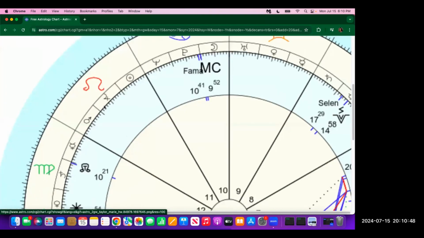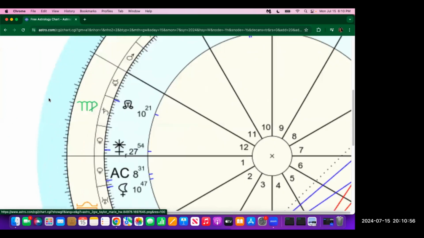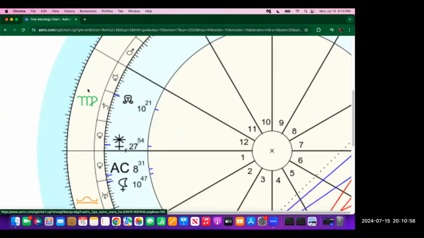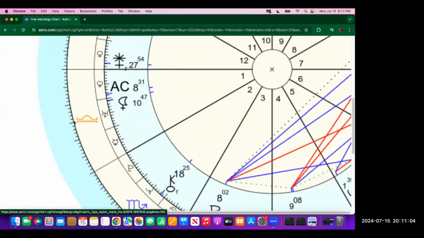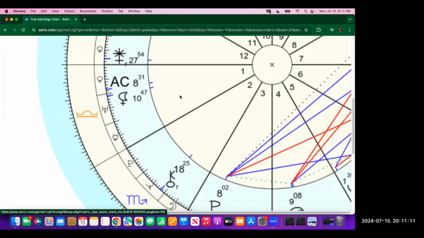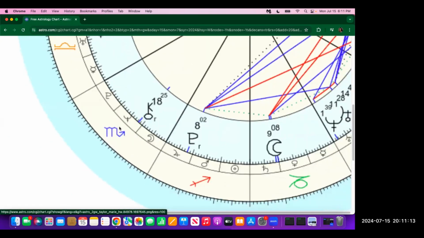If you have this symbol here, this means that you are ruled by Leo, or that you're a Leo rising, essentially. If you have this green symbol here on your first, that means you are a Virgo rising. If you have this symbol on your first, like me, then that means you are a Libra rising. If you have this symbol here on your first house, that means you're a Scorpio rising.